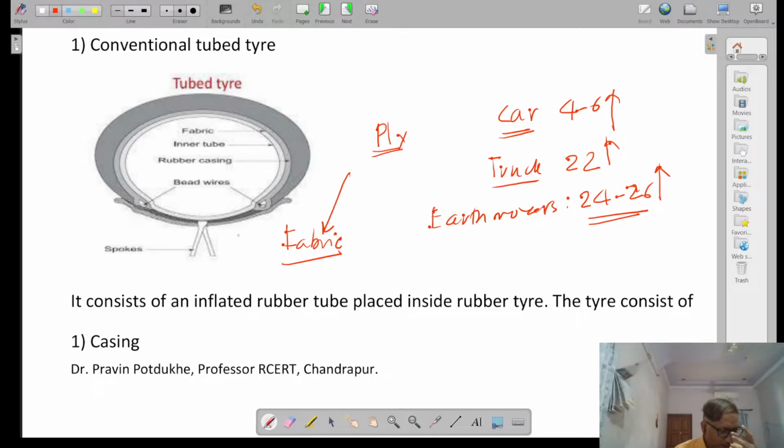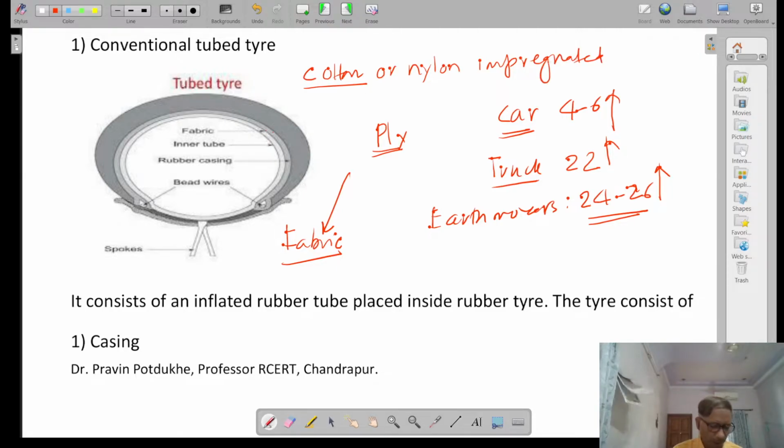Each layer is a sheet of cotton or nylon impregnated with rubber. See how the fabric is made. Just understand the words here: it is cotton or nylon, nylon impregnated with rubber.